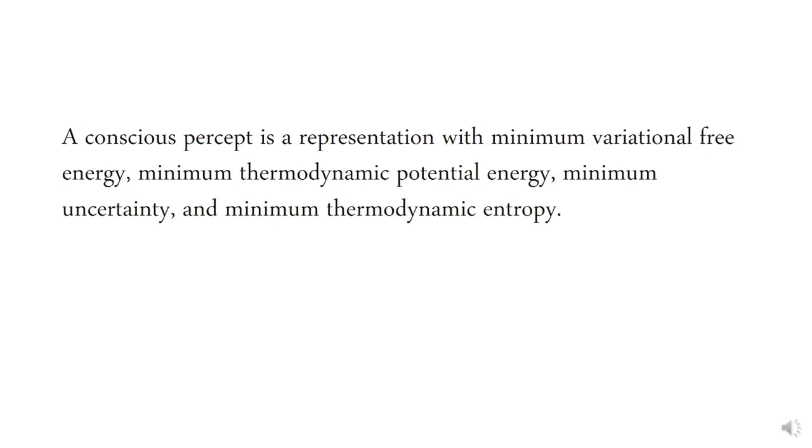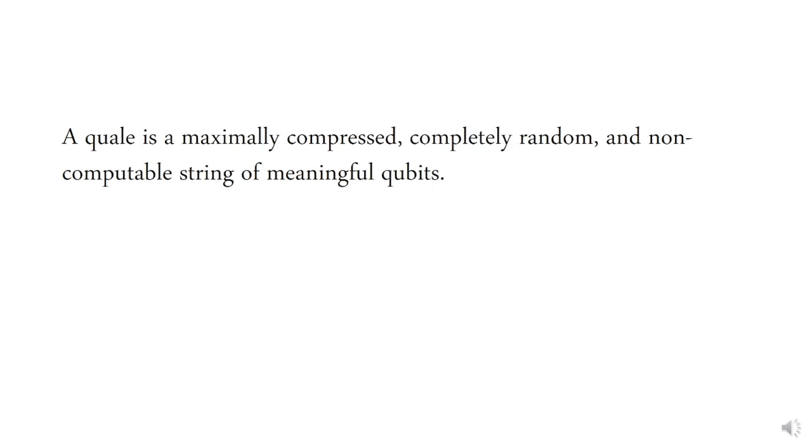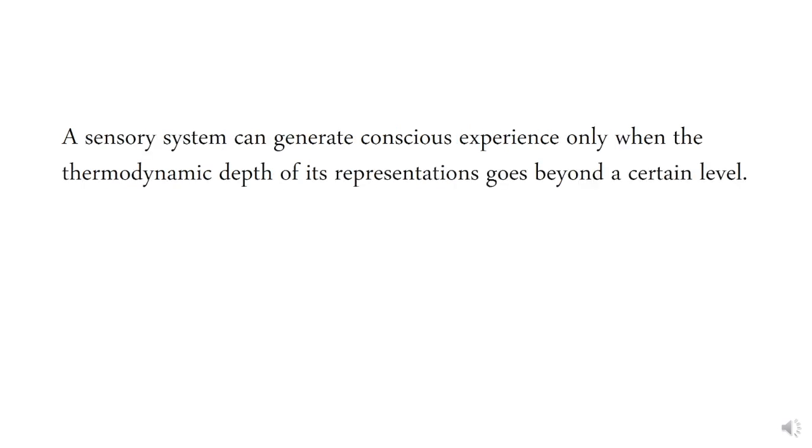A conscious percept is a representation with minimum variational free energy, minimum thermodynamic potential energy, minimum uncertainty, and minimum thermodynamic entropy. A quali is a maximally compressed, completely random, and non-computable string of meaningful qubits. A sensory system can generate conscious experience only when the thermodynamic depth of its representations goes beyond a certain level.